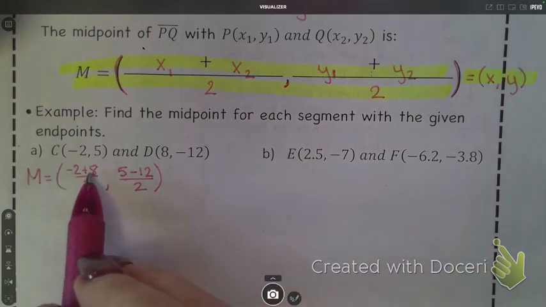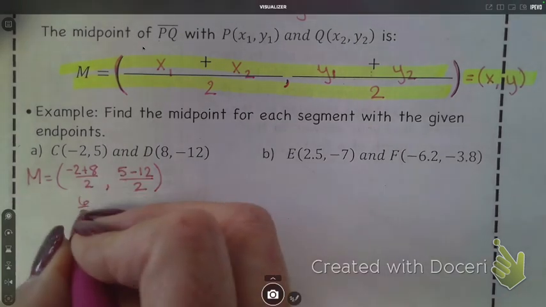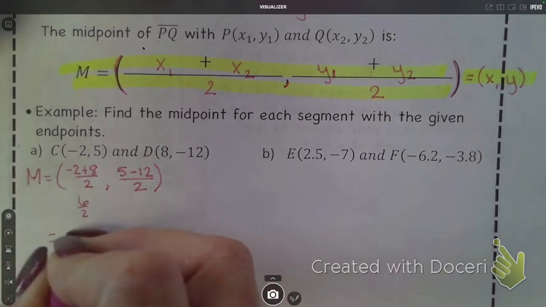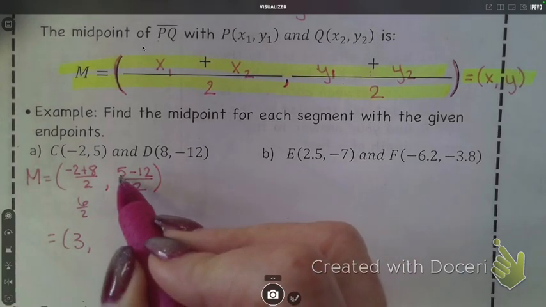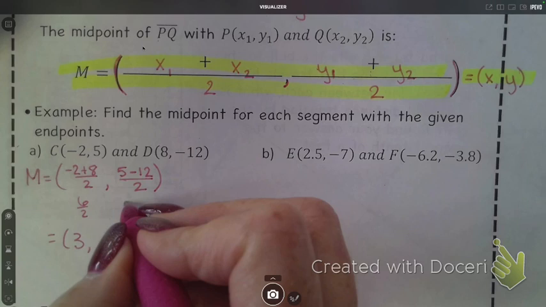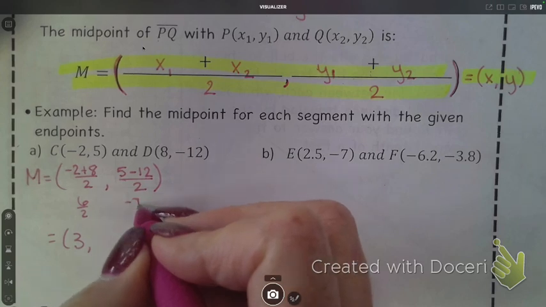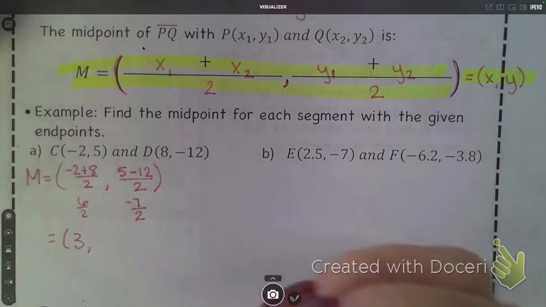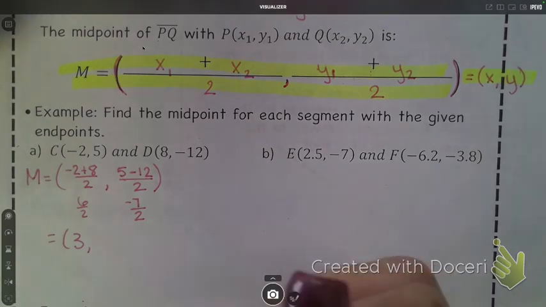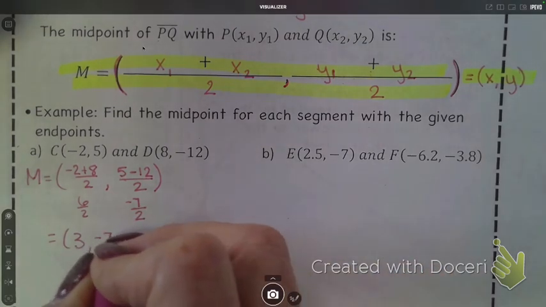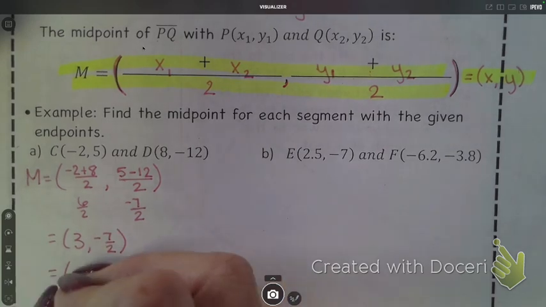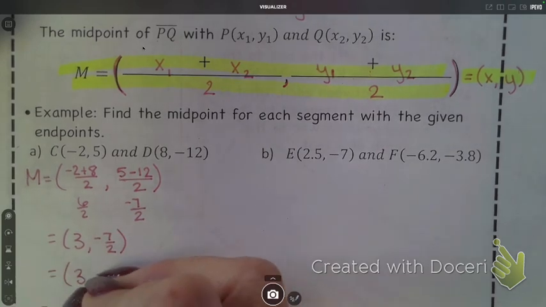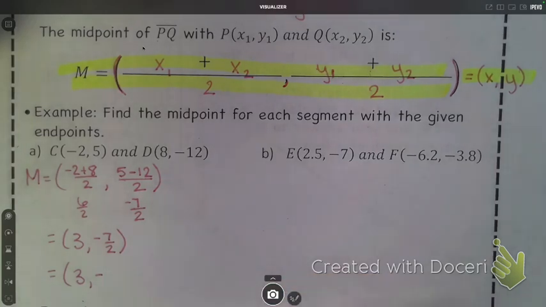Okay, so -2 plus 8 is? 6. So 6 divided by 2 is? 3. -5 minus 12 is? -7 over 2. And you can leave it -7 over 2. Or if I'm trying to graph it, it might be more helpful to put it as what decimal? 3.5.